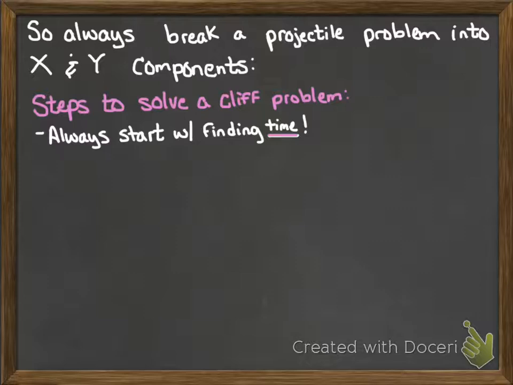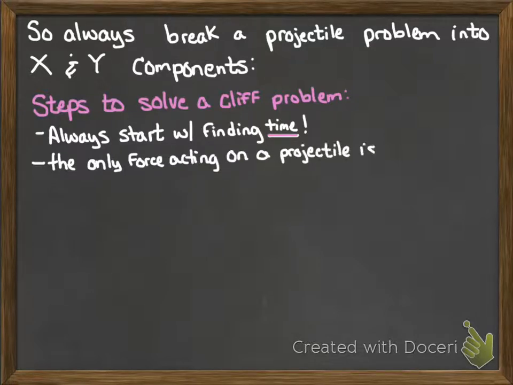If they give you time, then you're going to have to look for something else, generally the height in the y direction, but you're always going to make sure that you have the time. After you do that, you need to know that the only force acting on a projectile is gravity. So if I have an object that's being dropped, the only thing acting on it is gravity. Remember, gravity on Earth is 9.8 meters per second squared.